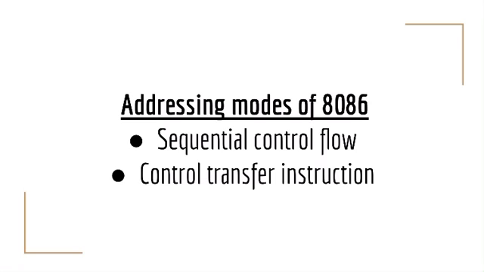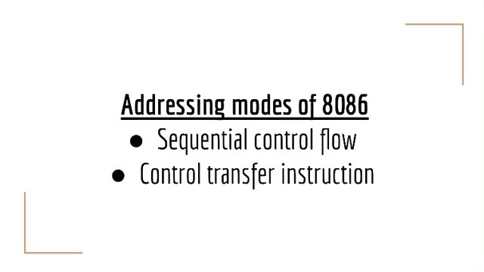Let me explain what a sequential control flow instruction is. These are the instructions which, after execution, transfer control to the next instruction that appears immediately after in the program. For example, the arithmetic, logic, data transfer and processor control instructions are sequential control flow instructions. This sequential control flow instruction transfers the execution to the next instruction immediately.